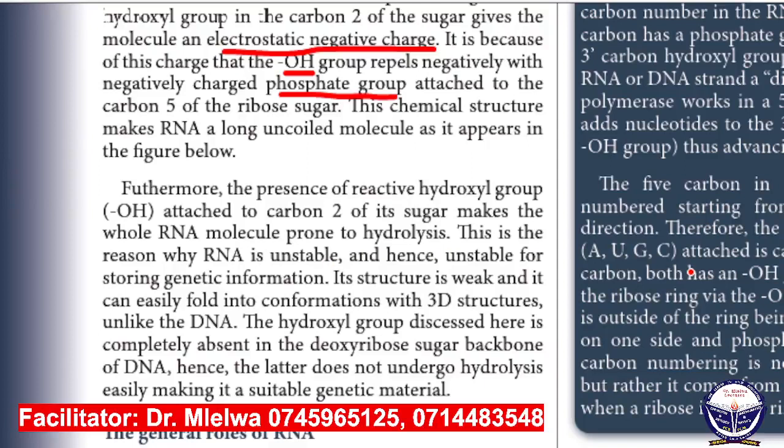Kwa RNA anafanya nini? RNA anachukua maelezo kwenye DNA, anayakopi. Akisha kopi yale maelezo kwenye DNA, ndipo anaenda kuyapeleka kwenye cytoplasm or other processes, other stages ambako inatakiwa. So yeah, RNA it is unstable and it cannot be used to store genetic information. It is only used to transfer genetic information. Unaona bwana? Its structure is weak and it can easily fold into conformation with the three-dimensional structure, unlike the DNA. Unaona bwana?